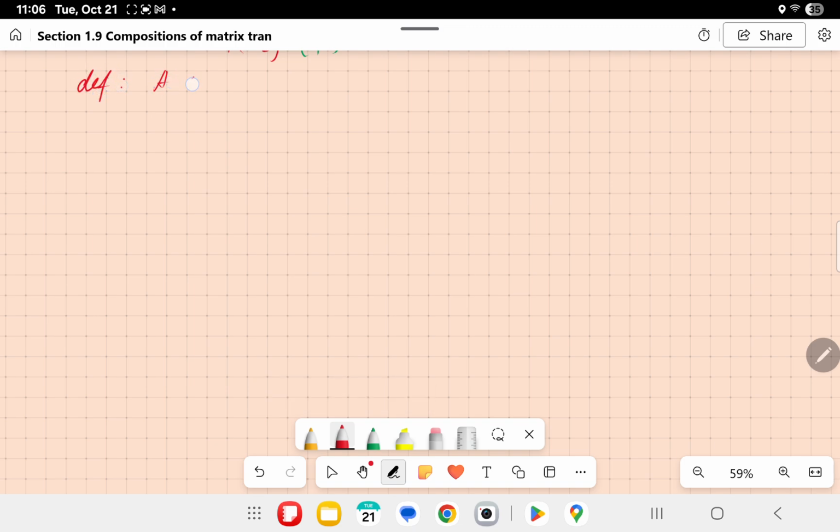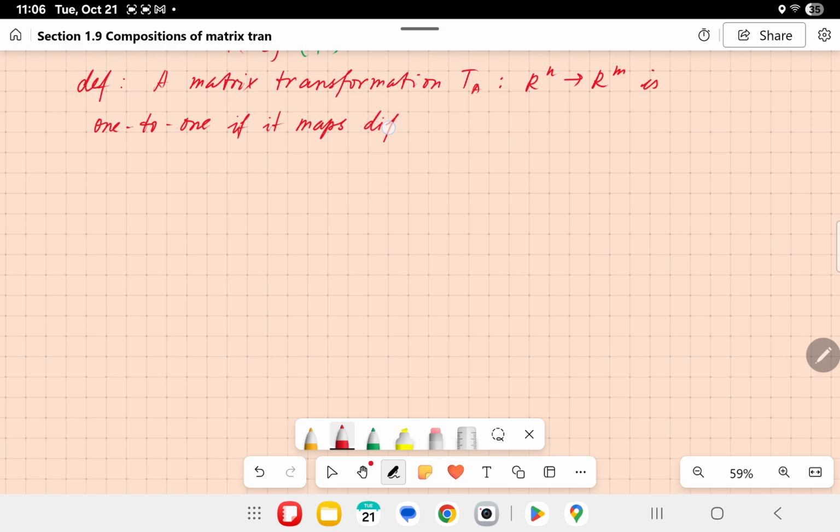Definition: matrix transformation TA from Rn to Rm is one-to-one if it maps different vectors from Rn into different vectors in Rm. I'm going to draw the picture.